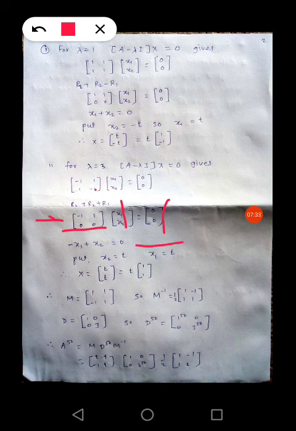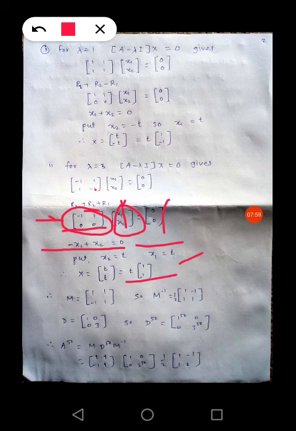Now see, the rank of the coefficient matrix is 1, unknowns are 2, hence we have to use only one linearly independent parameter. So put x2 equal to t in this equation. We get the vector 1 1.